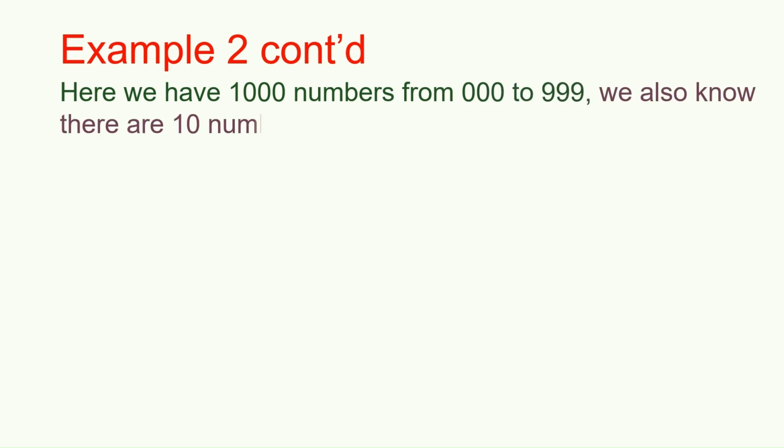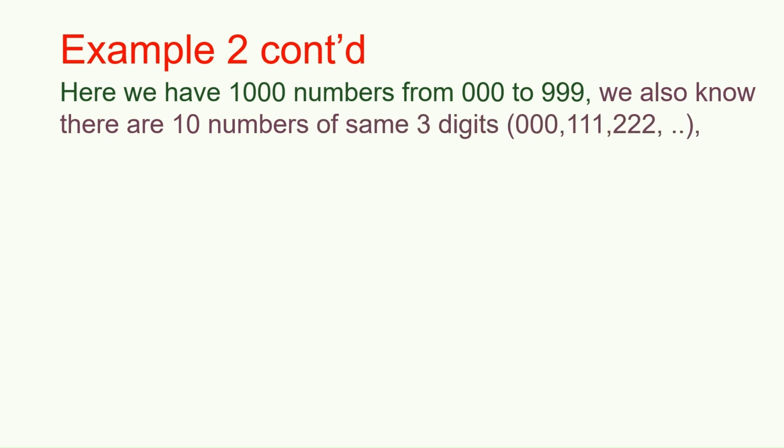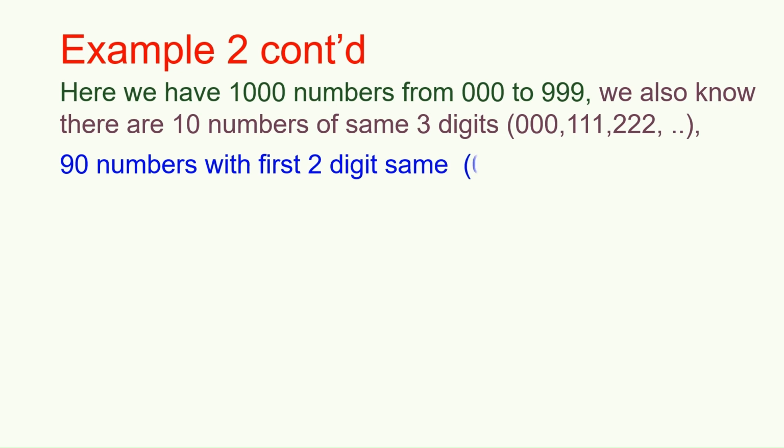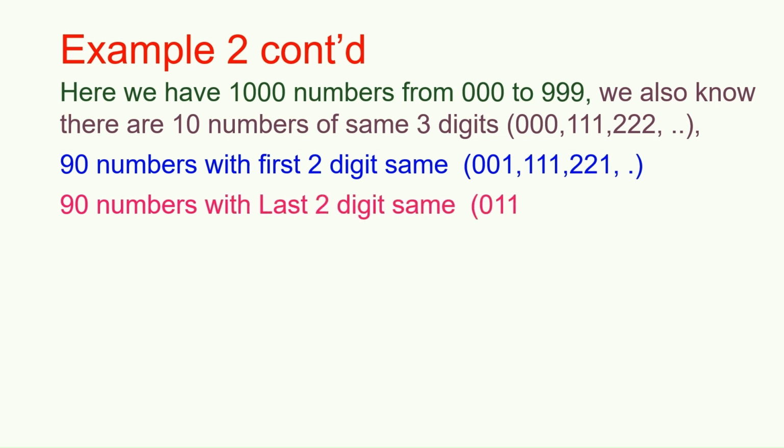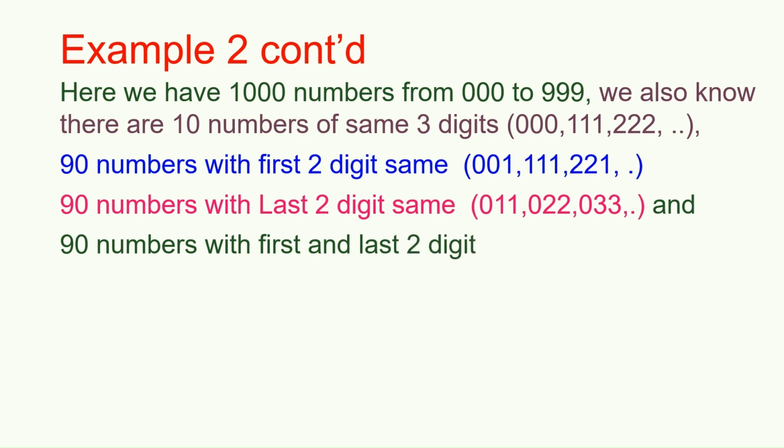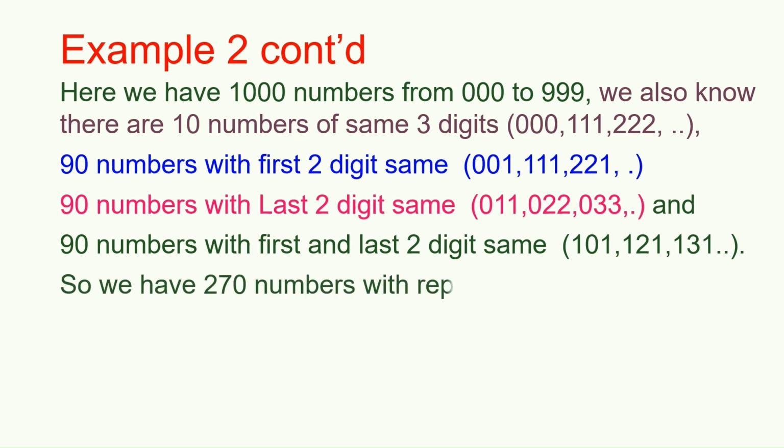We also know that there are 10 numbers of same 3 digits, such as 000, 111, 222. 90 numbers with first 2 digits same, such as 001, 110, 221. 90 numbers with last 2 digits same, such as 011, 022, 033. And 90 numbers with first and last digits same, such as 101, 121, 131. So we have 270 numbers with repetition of digits.